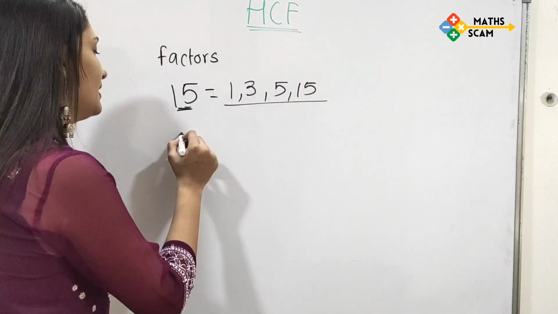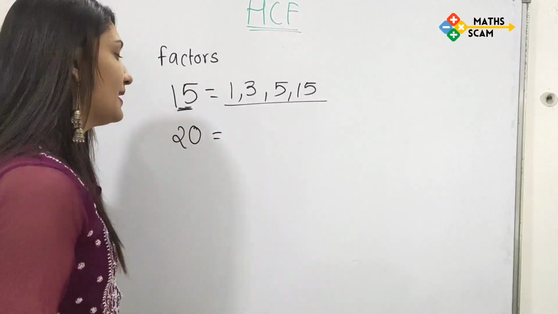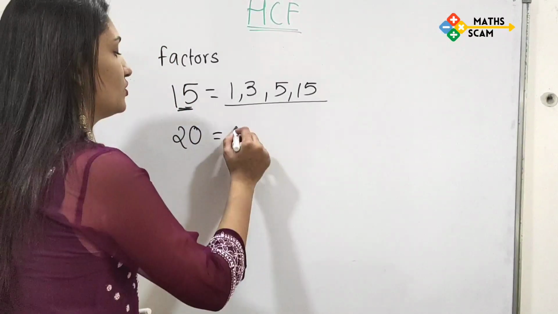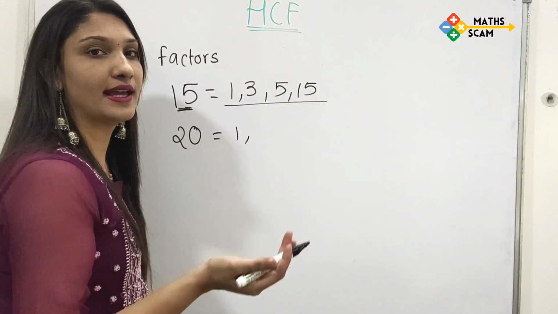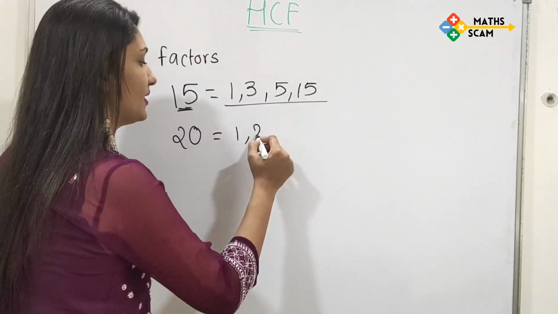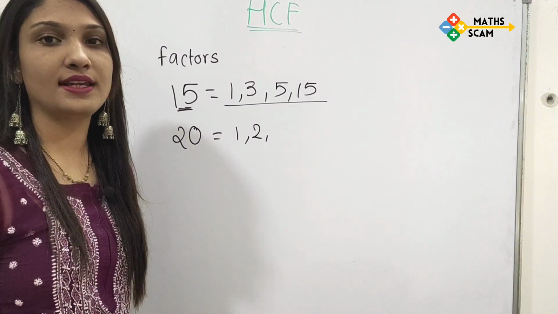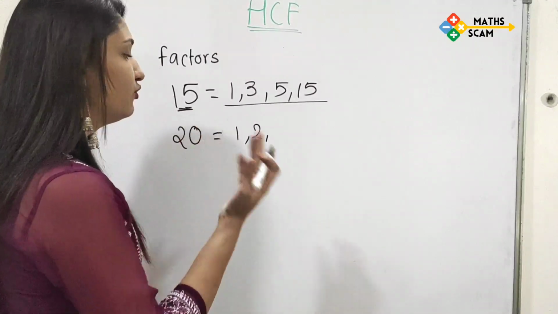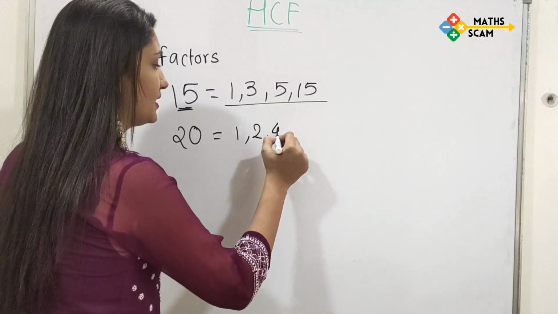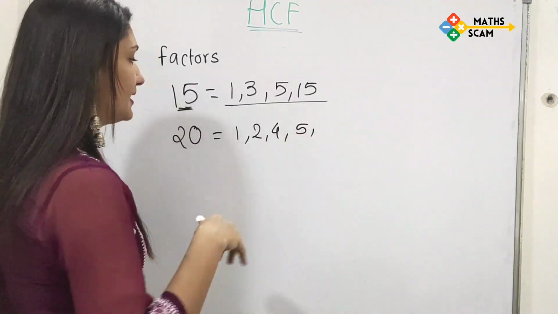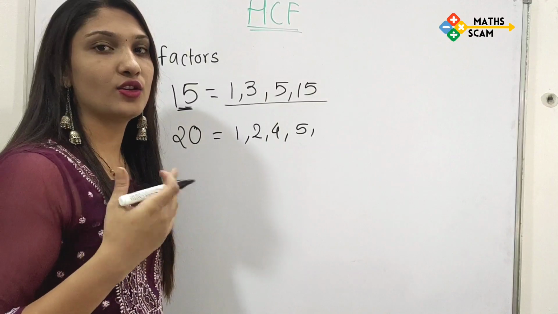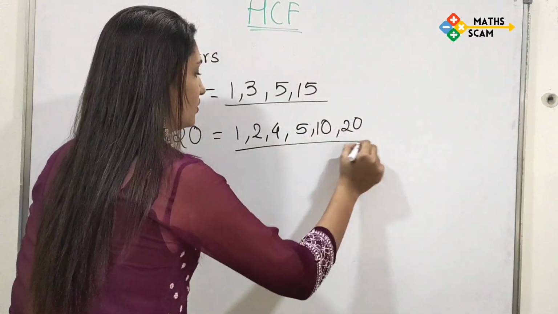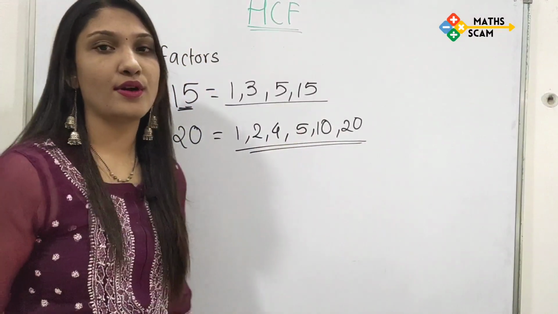One more example: can we find the factors of 20? How to find the factors of 20? So 1. Then 2, yes, 2 10s are 20. 3, no, it will not be an exact number. Then 4 5s are 20, yes. Then 6, 7, 8, 9, no. 10, yes, 10 2s are 20, and then 20. So these are the factors of 20.